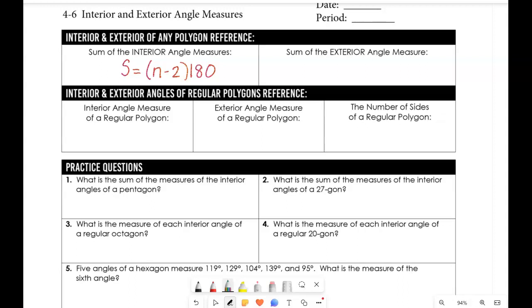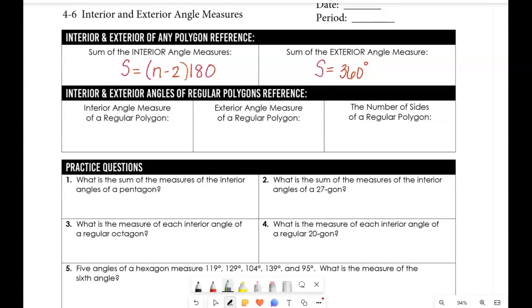What about the sum of the exterior angles? What did we say was the sum of the exterior angles of any polygon? 360. This is just S equals 360 degrees. Again, that's for any polygon. That's where we took the interior angle subtracted from 180 and got the exterior angle.